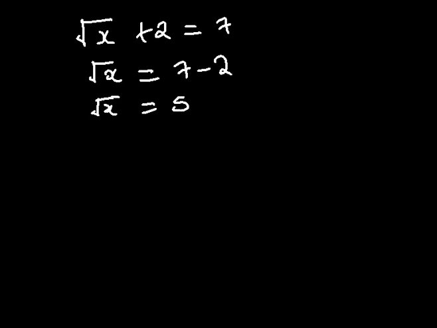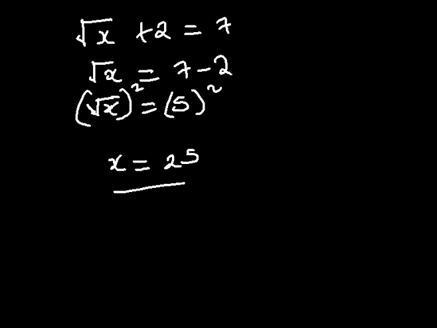Then, in order to solve for x, we should eliminate the square root. But how should we eliminate this square root? We should understand that the carrier of the square root is given as 2. Therefore, we should introduce power 2 both sides. So in this case, we have power 2 here and also power 2 here. So we'll have x is equal to 25. So this is the solution.